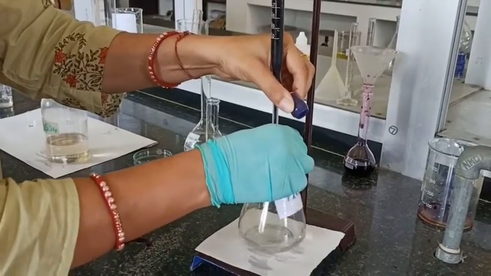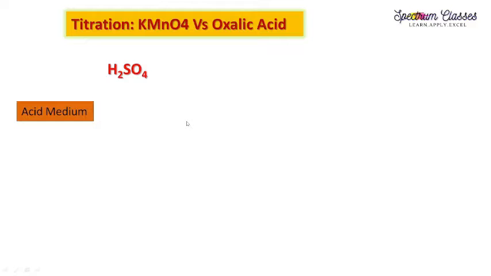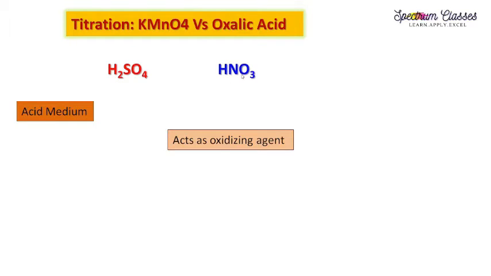Before starting the titration, I'll answer a few of the questions. Why have we added this H2SO4 to this solution? It is just added to make the solution acidic. Since we are doing this titration in an acidic medium, we are adding H2SO4. In place of H2SO4, can HNO3 or HCl be added to this solution?